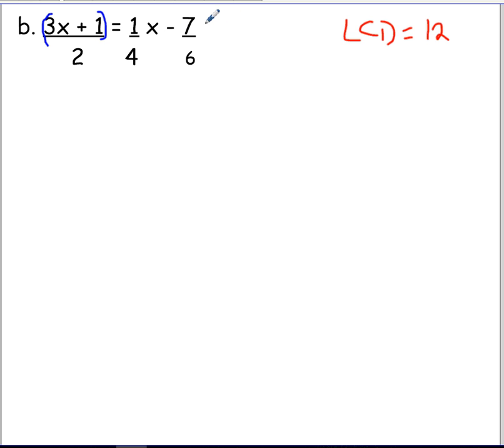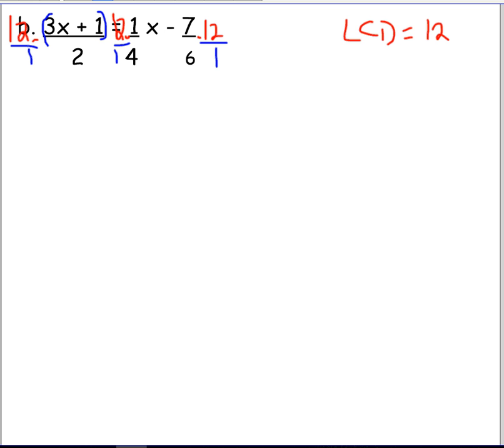So the 7/6 gets multiplied by 12. The 1/4 x gets multiplied by 12. I'm going to stick it up front right here. And then the 3x plus 1 over 2 gets multiplied by 12. So instead of rewriting everything, that's how I do it. I just kind of squeeze it into my problem and work from there. So this is over 1, this is over 1, and this is over 1.